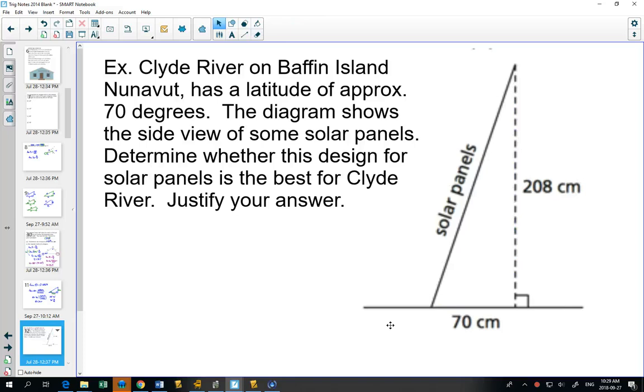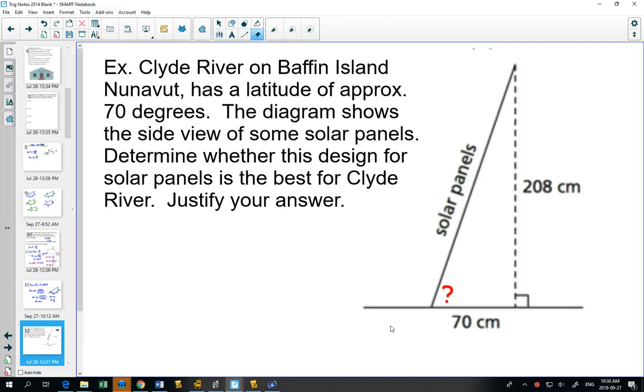Okay, but here's a diagram showing the side view of the solar panels. And they designed it so it was 70 centimeters this way, 208 centimeters up. Is this a good design for Clyde River? What do we need to know? We need to know what this angle is.